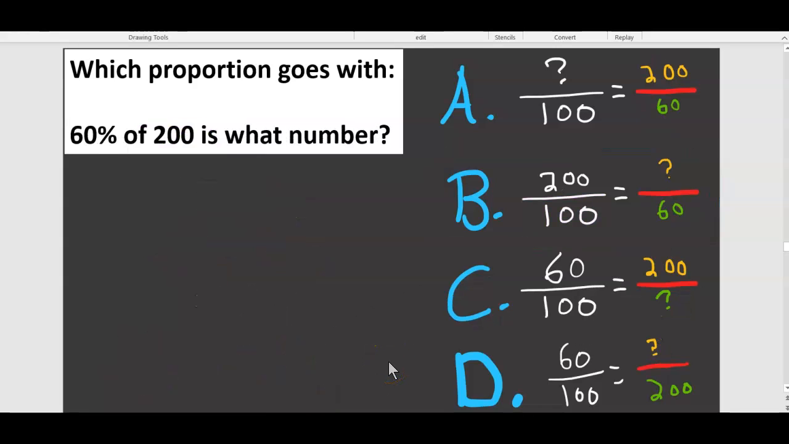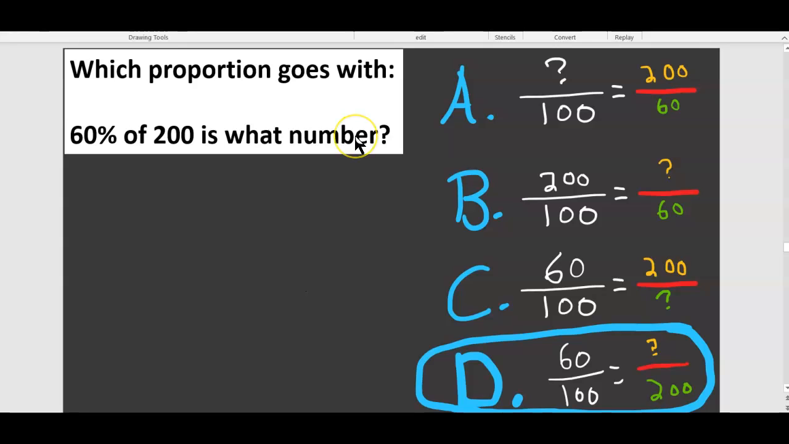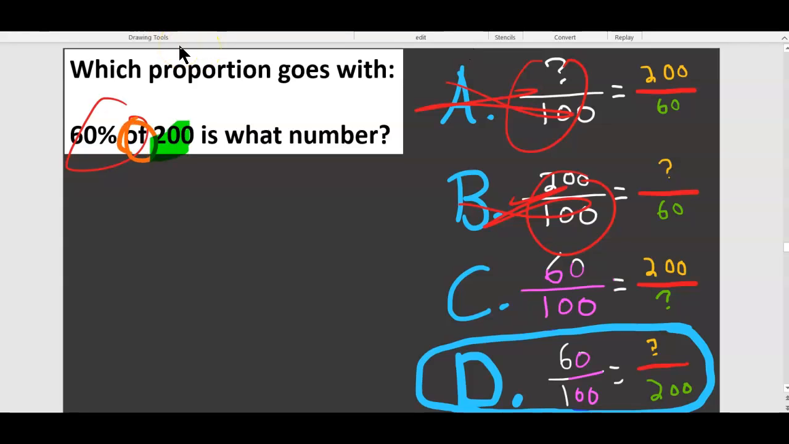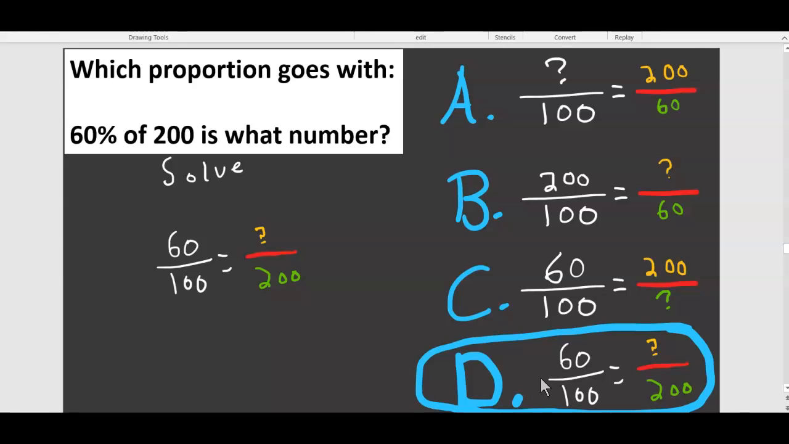What proportion goes with 60% of 200 is what number? Pause the video, give it a try. Well, this one. I think I gave it away too fast, didn't I? Because it could have been this one, and it could have been this one. But right away you can tell that because it's 60%, it can't be this, and it can't be this. Of 200, there it is, because it says of, so you know 200 goes on the bottom. And there it is. Woohoo! Solve it, smarties.